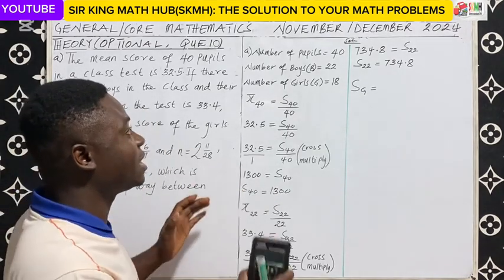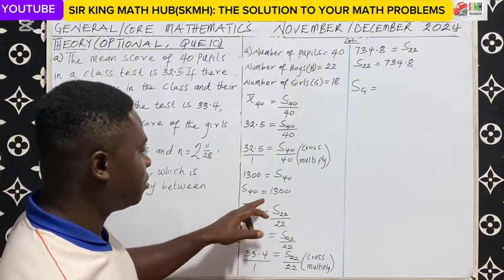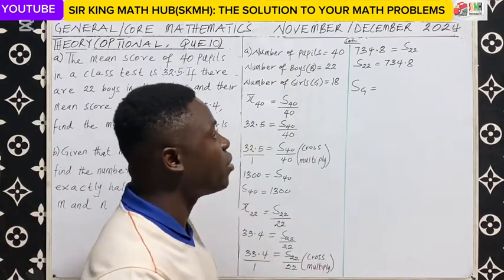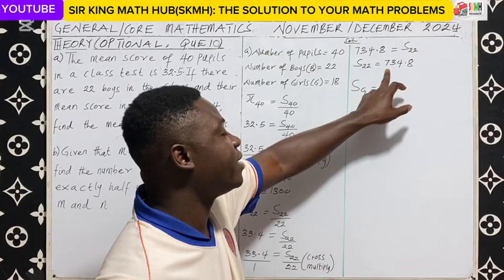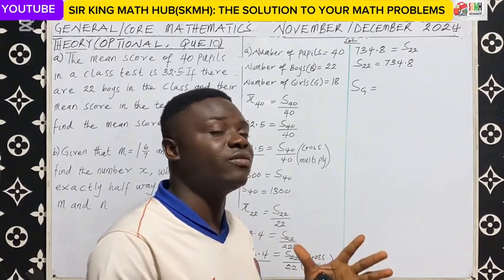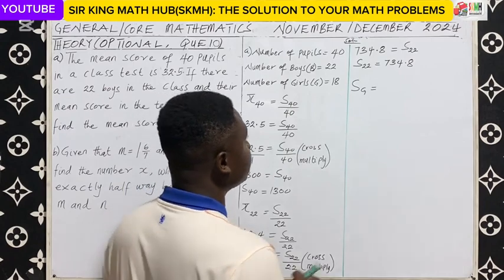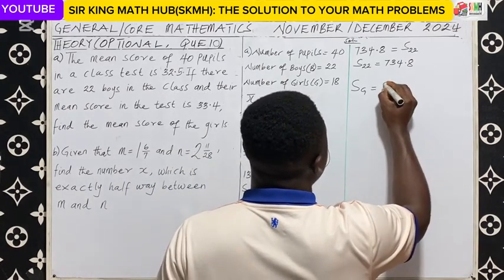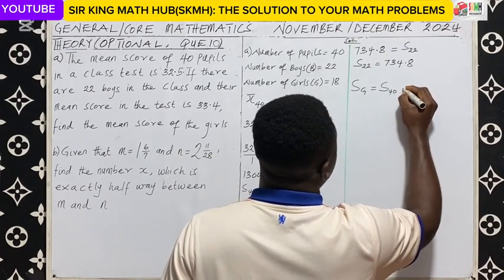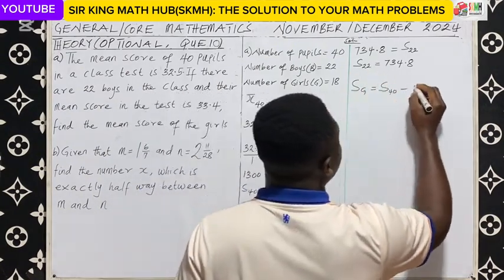So in the class, when we sum up the individual scores of the 40 pupils in the class, we are having 1,300. When we sum up the individual scores of the boys, we are having 734.8. So can we calculate the sum of the individual scores of the girls? So that would be the difference between the sum of the total number of pupils and the sum of the individual scores of the 22 boys.